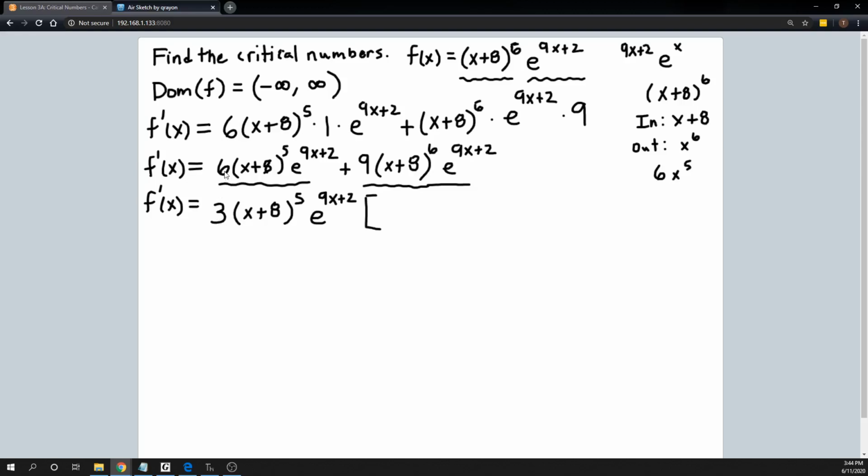So out of this first term, I have a 6. I factored out a 3. So 6 divided by 3 is going to leave a 2 inside there. All of these x plus 8s have been factored out, and this e to the 9x plus 2 has been factored out as well. So all that's pulled out. Then I'm going to have this plus. Then here, when I have this 9 and I factor out a 3, 9 divided by 3 is 3. So I'm going to have a 3. I'm going to have one of these x plus 8s left over. And that's it. That e to the 9x plus 2 is factored out.